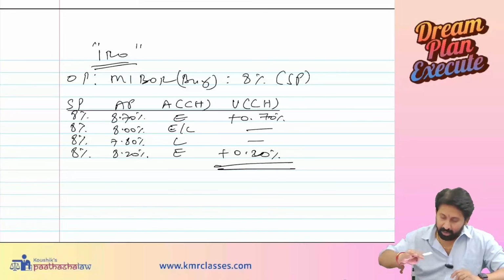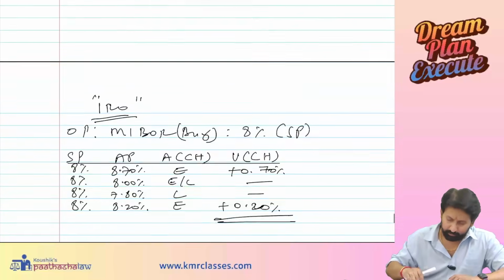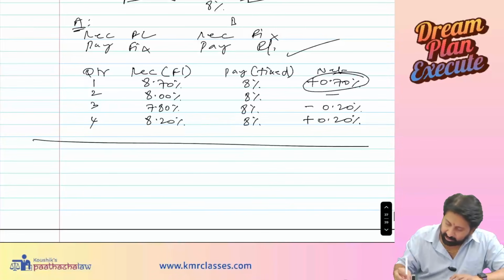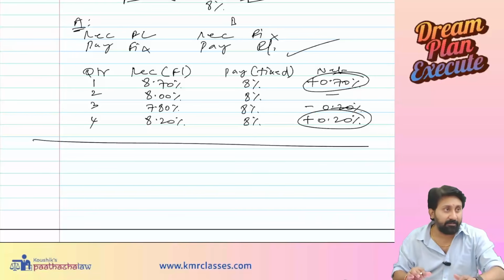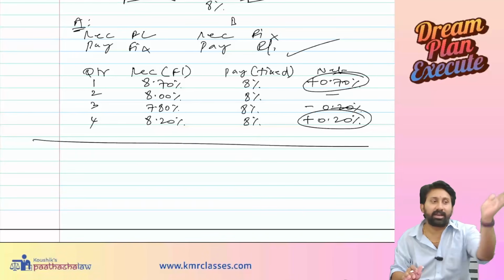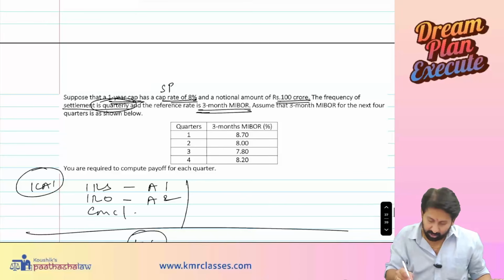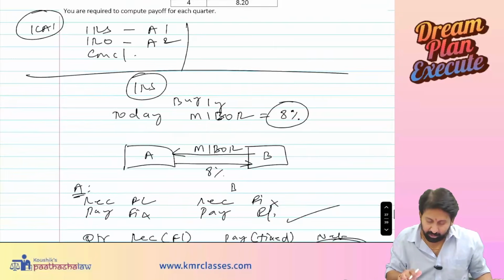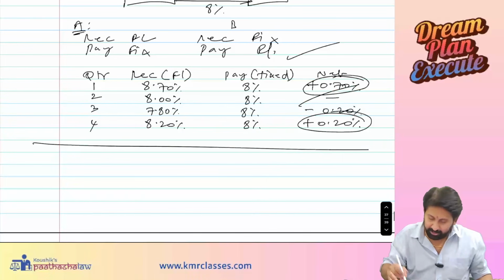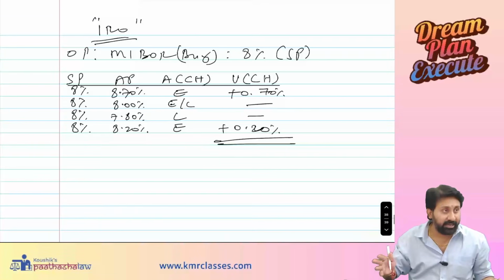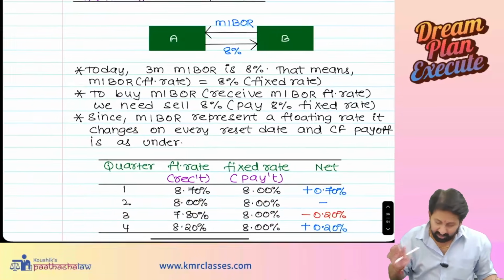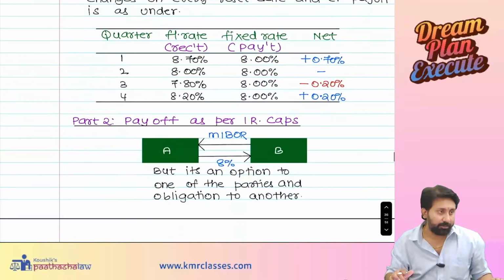Okay. Now final touch. This 0.7 and this 0.2 will be multiplied with your notional principal of 100 crores into 3 by 12 to get the real benefit. So 100 crores into 3 by 12 into 0.7% one time, 0.2% one time payment. But here there is no negative, only positive receipts will be there. Other importance and significance of options.